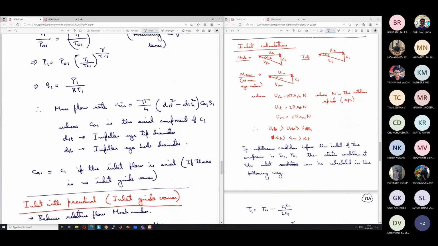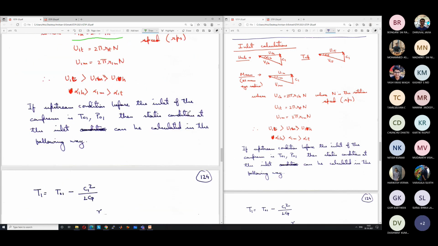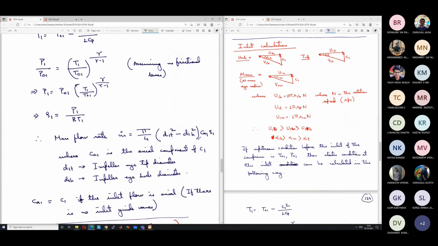So the mass flow rate at the inlet is equal to the cross-sectional area at the inlet, pi by 4 into d1t square minus d1h square, d1t being the diameter at the tip and d1h the diameter at the hub, into the axial velocity at the inlet, the velocity in this direction. In this case the axial velocity is equal to C1, but if C1 is in any other direction, then we have to take the axial component, which we write as CA1, into density ρ1, which we know how to calculate. First we have to find P1 and T1, then we can find the density. So this will give us the mass flow rate at the inlet.